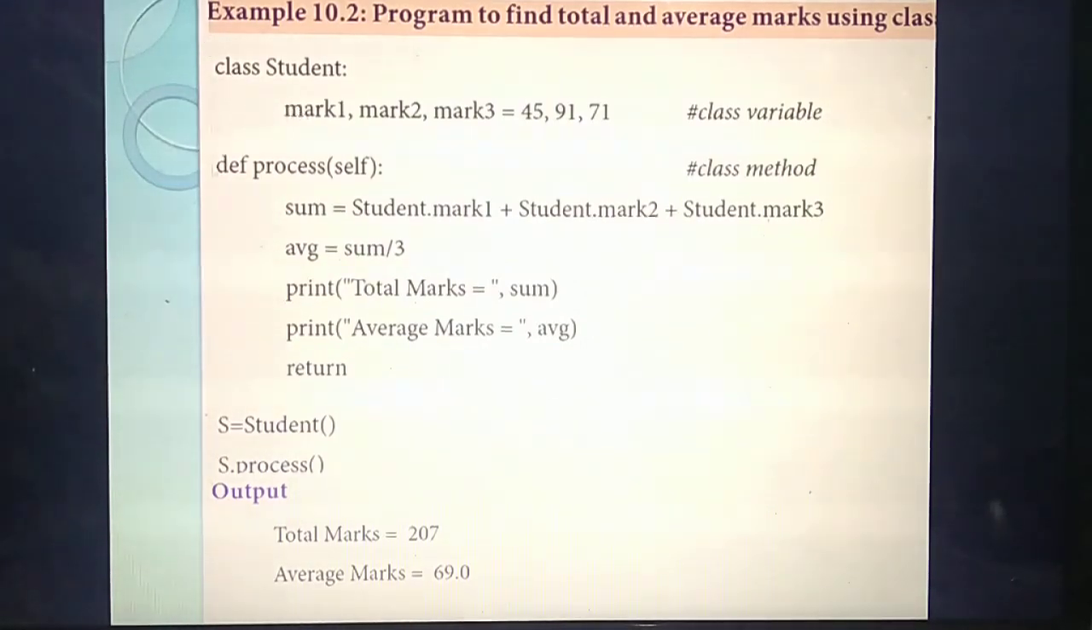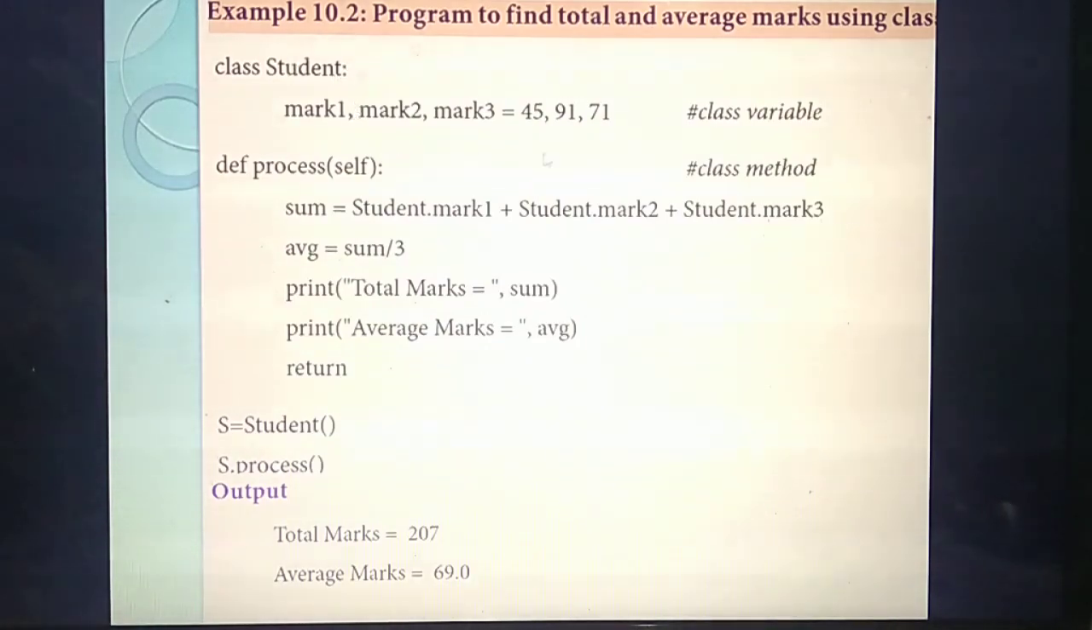Don't write everything at the start of the line. In the second chapter itself you studied that in Python, spacing is very, very important, the indentation. The class starts with the keyword class in small letters, then the class name. What's the class name here? Student. Then followed by a colon.